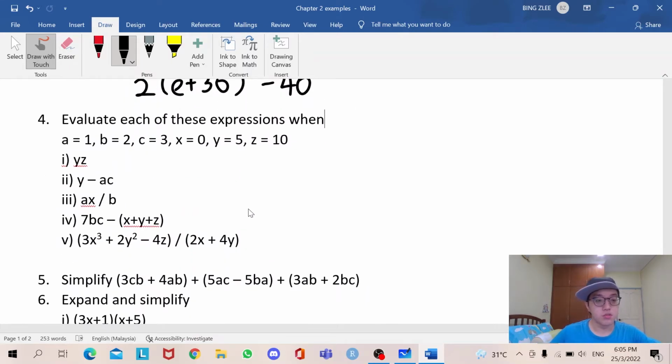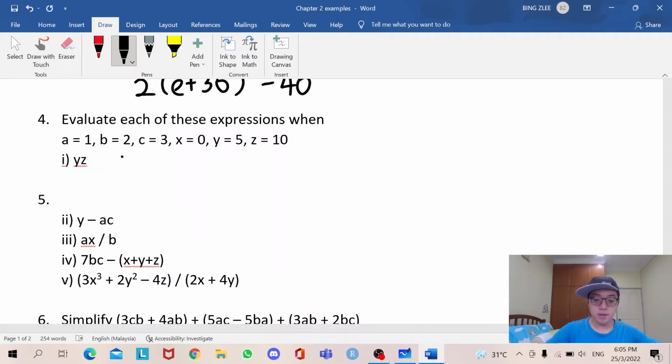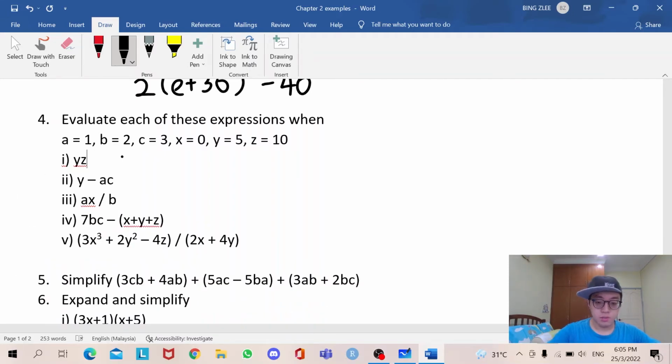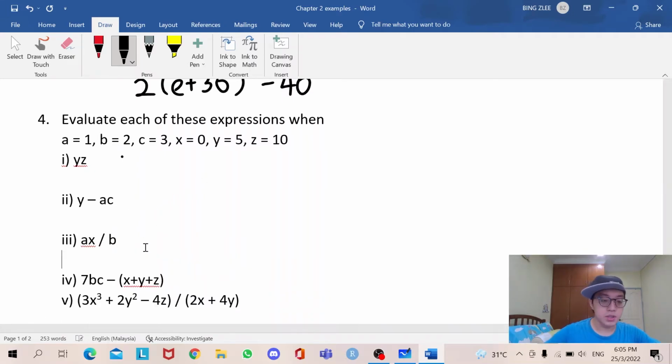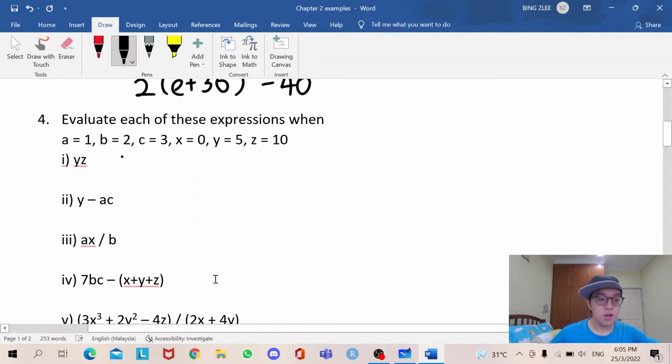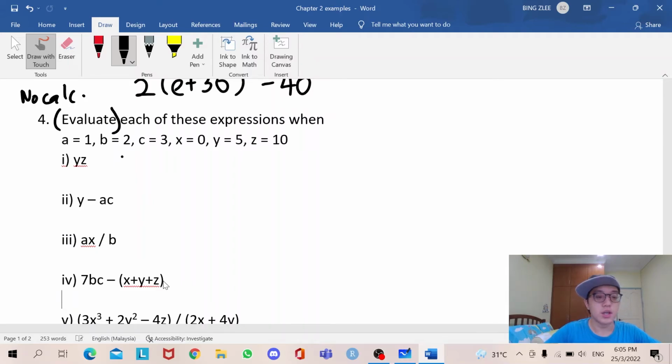And now we will move on to some example questions here, where you need to actually substitute the different numbers into the expression given. All right, so from here, evaluate. Whenever you see the word evaluate, evaluate means no calculator. You cannot use your calculator, right? So evaluate each of these expressions when a equals 1, b equals 2, c equals 3, x equals 0, y equals 5, and z equals 10.